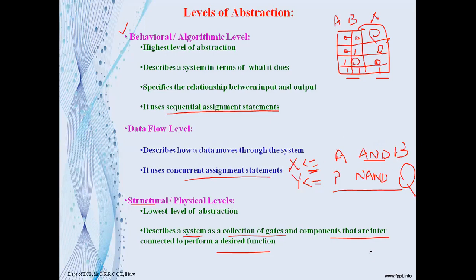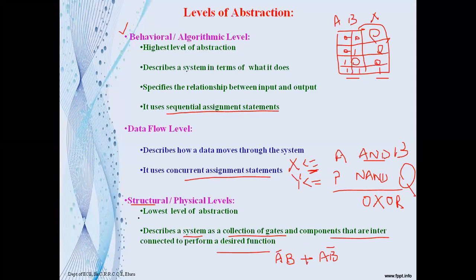Now the third one is structural. At the structural level, the AND gate itself is a digital circuit. To understand this, take an example of an XOR gate. What is the expression of an XOR gate? The expression of an XOR gate is A bar B plus A B bar, right? So this is the logical expression of the XOR gate.